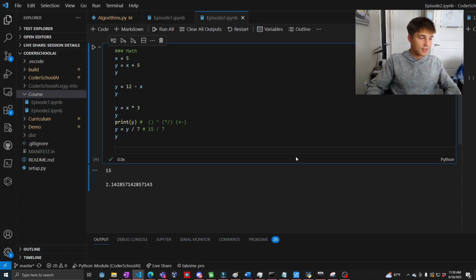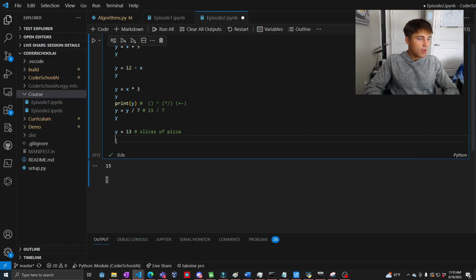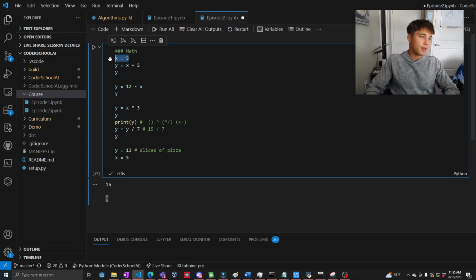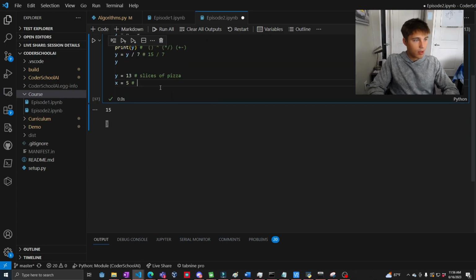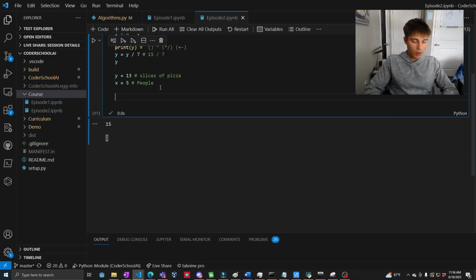another example. So, okay, let's talk about floor division and remainders. Let's say y is equal to 13, and let's just say slices of pizza. Now let's say x is equal to 5. I know we already have it up there, but let's bring it back down here, and let's say people. So if we want to split up to each of those people, at least in whole slices, how many slices can we give to each person?